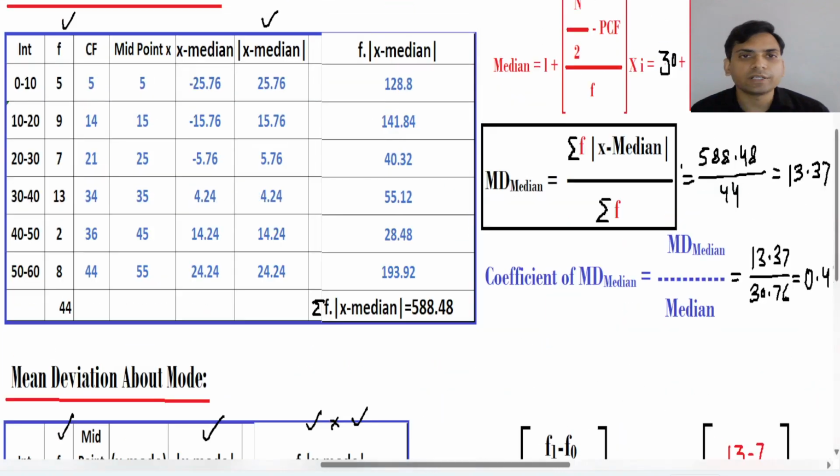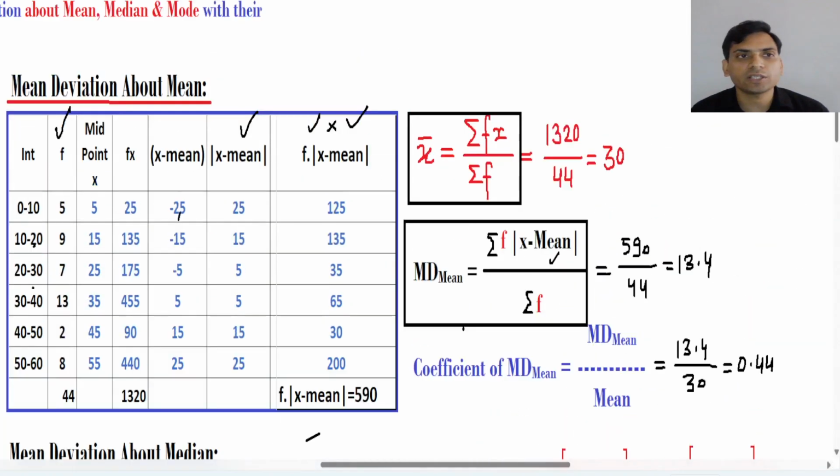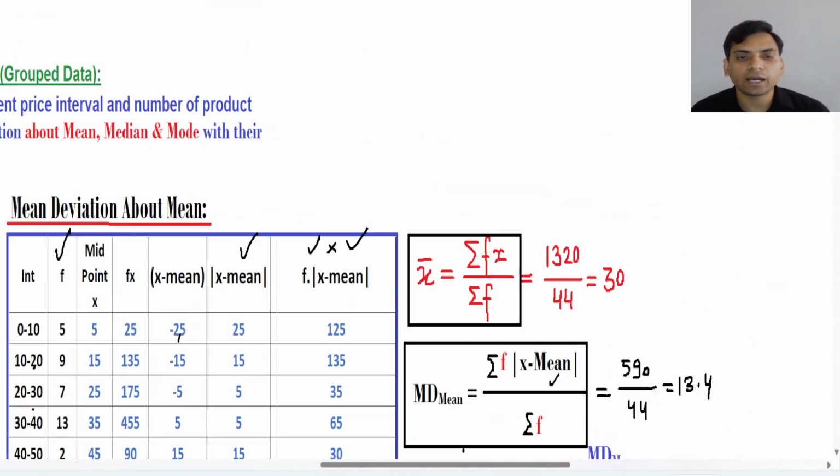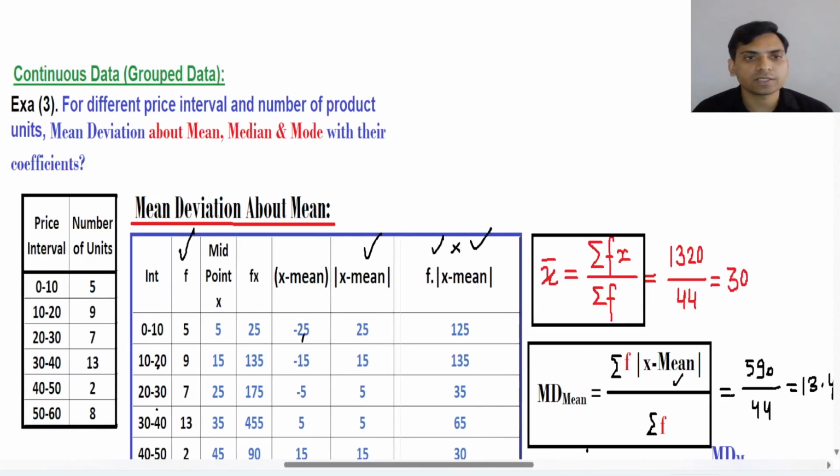I hope you understand this concept of mean deviation for group data or continuous data in all these three situations for mean, median and mode.